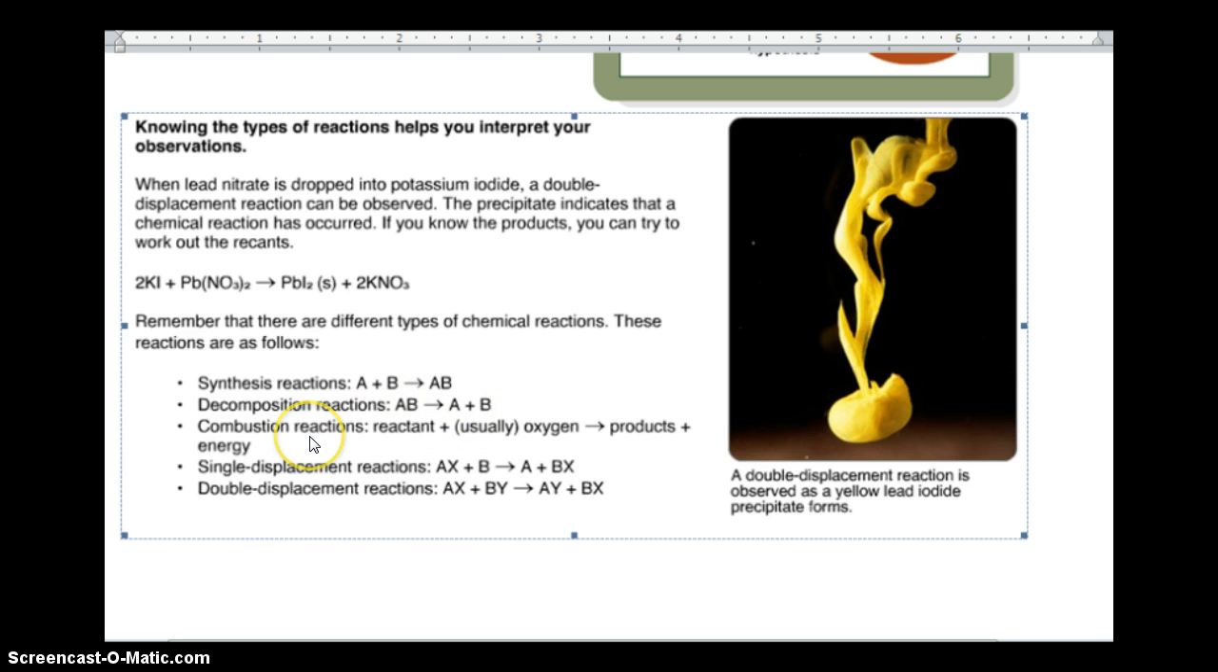Combustion. What should you think of when you hear the word combustion? Fire, explosions. You have a reactant, which usually has carbon, and usually oxygen. Then it usually makes carbon dioxide and water and some energy, like heat or light or sound. We have single displacement and double displacement. What's the big difference between them? Single means 1, so only 1 thing is changing partners. In the double, 2 things are changing partners.